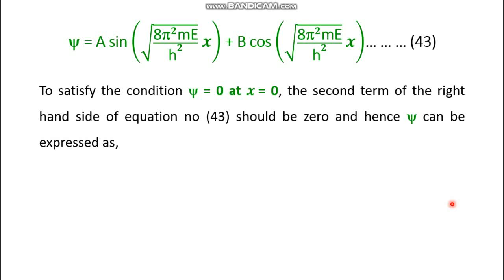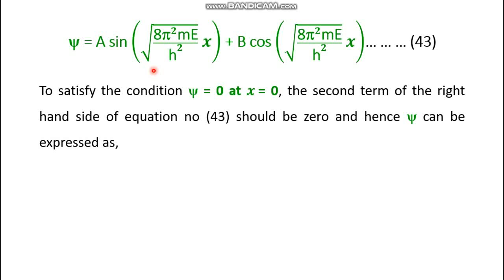So the first boundary condition is that the value of psi equals 0 at x equals 0. Sin theta equals 0 if theta equals 0, but cos theta equals 1 if theta equals 0. So this cos theta term cannot be accepted as a solution of equation number 42. From equation number 43, this part has to be curtailed. That means this part has to be neglected, so this would vanish.